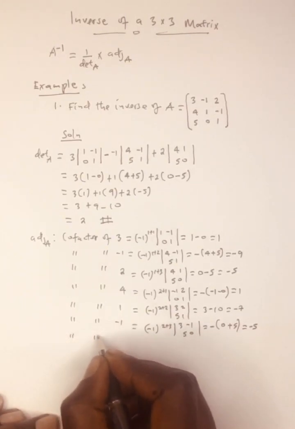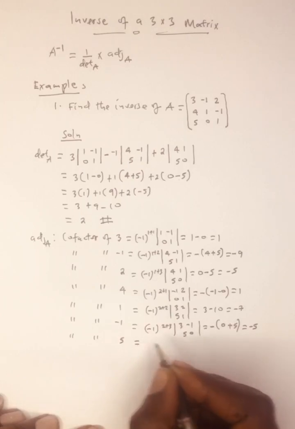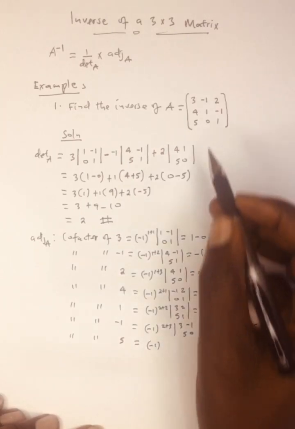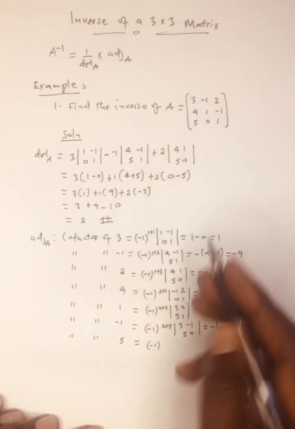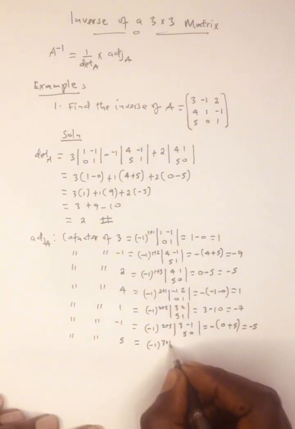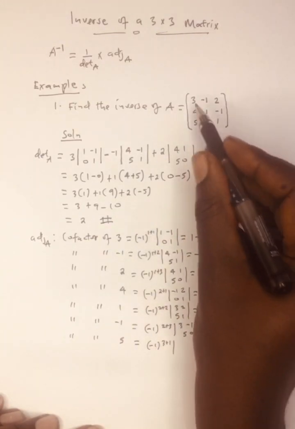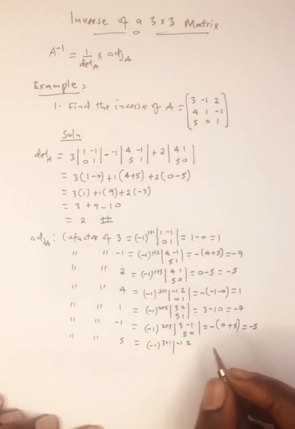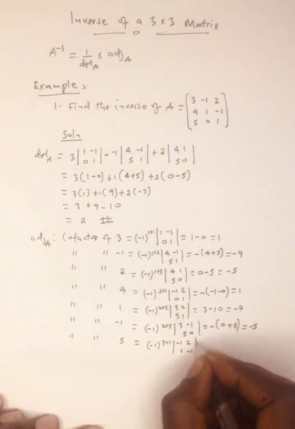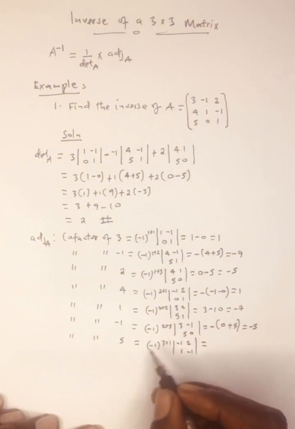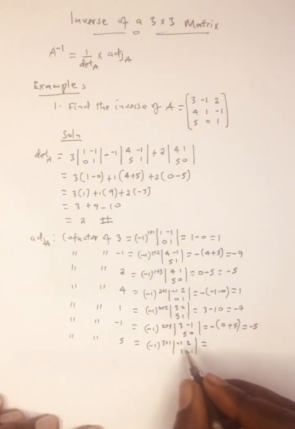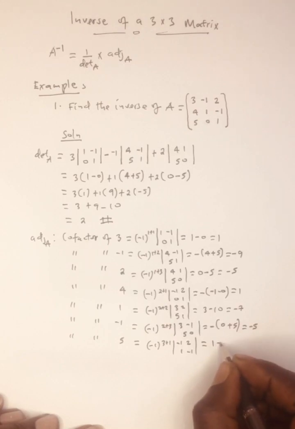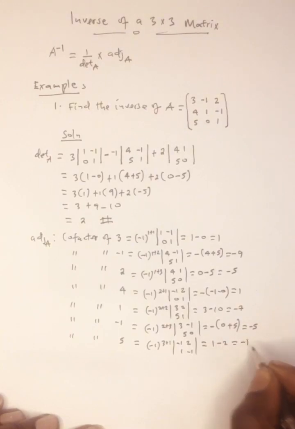So the cofactor of 5 will be equal to negative 1. So 5 is in row 3, column 1. So that is 3 plus 1. Cover its row and its column. We are left with negative 1, 2, and 1, negative 1. So this is even, the negative will disappear. So you have negative 1 times negative 1, which is 1, minus 2. So that is negative 1.